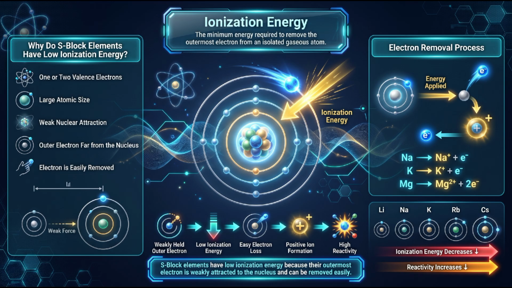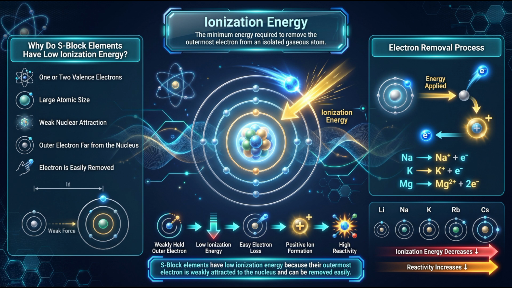Because these atoms lose electrons so readily, they react vigorously with water, oxygen, chlorine, acids, and many other substances. Therefore, low ionization energy is one of the main reasons s-block elements are highly reactive. The image also presents the trend of ionization energy in Group 1 using the elements Li, Na, K, Rb, and Cs below these elements. The image shows an arrow labeled ionization energy decreases. This means that as we move down Group 1, the first ionization energy becomes progressively smaller.